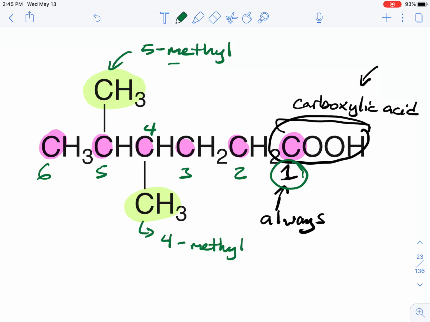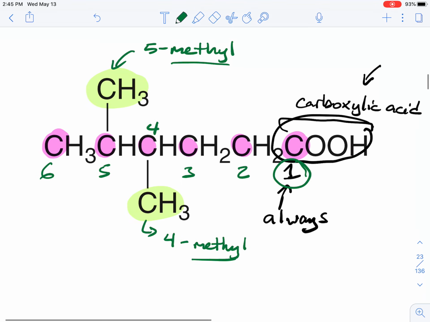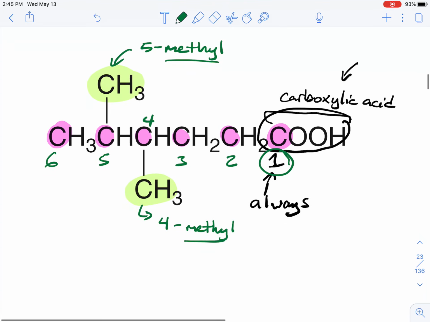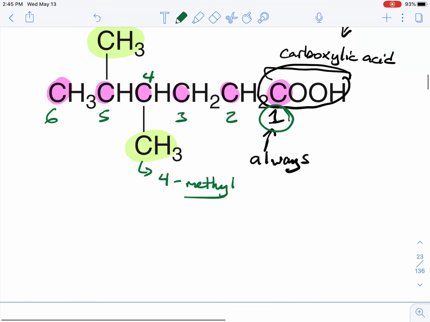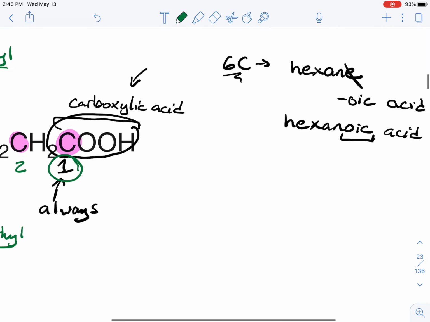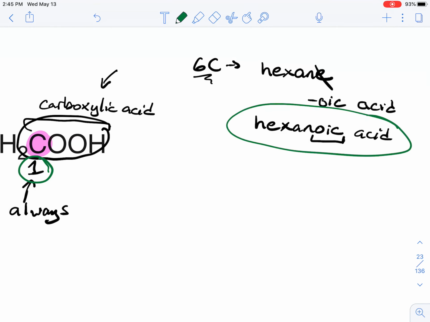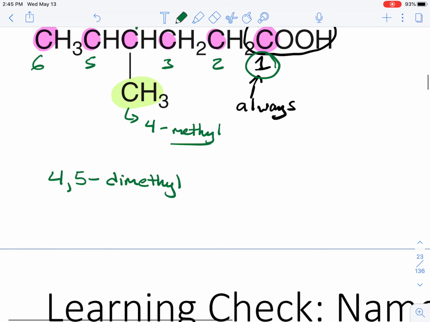Since both of these are 1-carbon substituents, or methyl groups, I can combine them together and say I have 4,5-dimethyl. And then I'm going to go ahead and tack on the parent name. When you describe the parent name, you're not going to add a space. So this is going to be dimethylhexanoic acid.